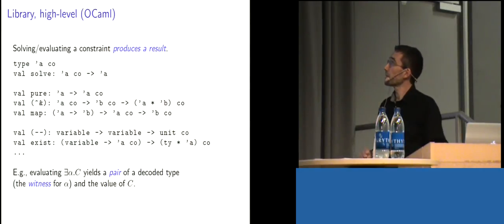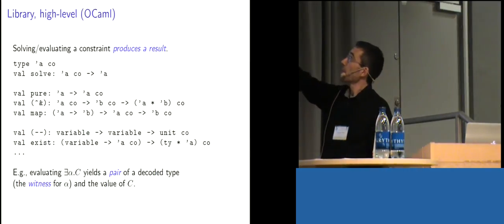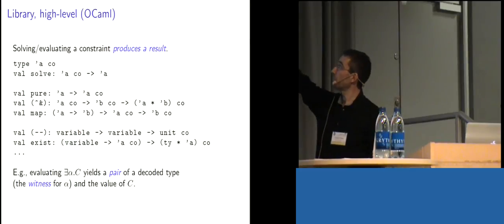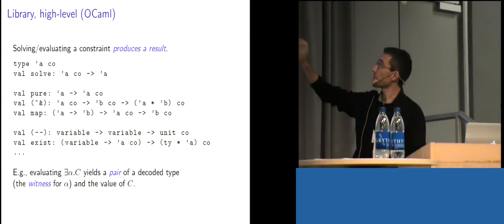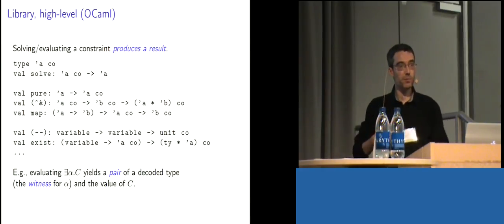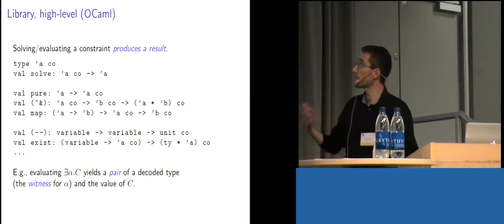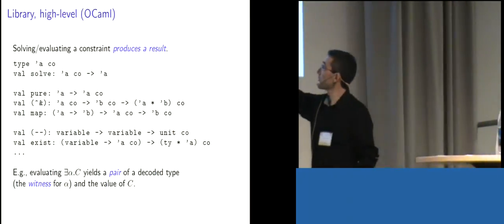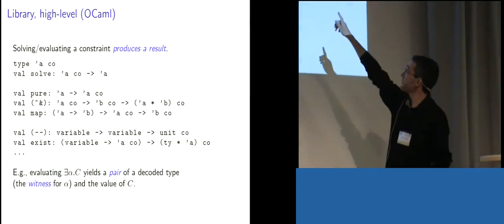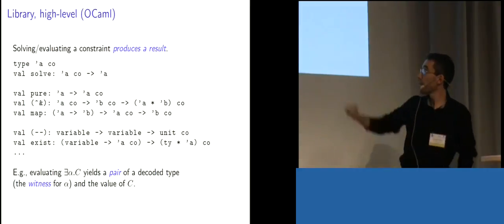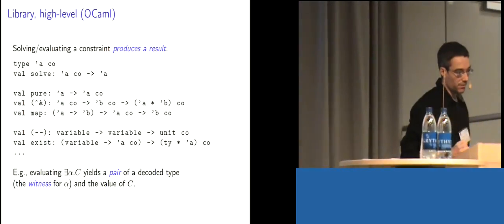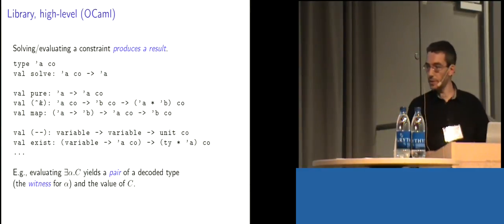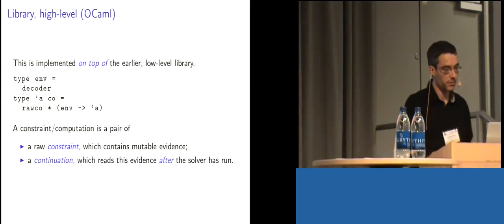And the combinators which are exposed are essentially the same as before, although they have different names. Pure is really the true constraint, it's always true. Conjunction is the same as before, except it produces a pair of values, naturally. And map is just a way of performing a little piece of computation in OCaml, in the host language. So it's a way of post-processing the result produced by a constraint. And the existential quantifier is almost the same as before, except if your constraint inside produces an alpha, then the existentially quantified constraint produces a pair of a type and an alpha. And this type that appears here is the final value for the type variable whose solution you're looking for. So this gives the user the illusion that the solutions to the constraints are there as you're building the constraints.